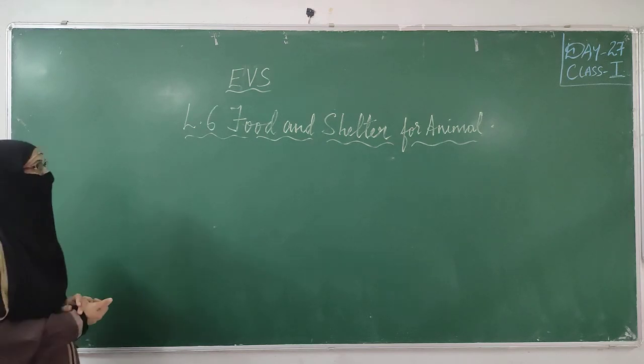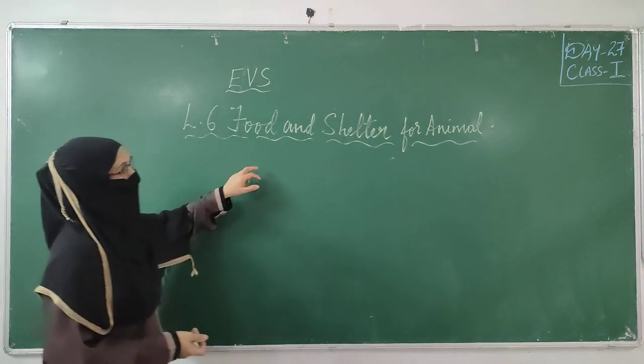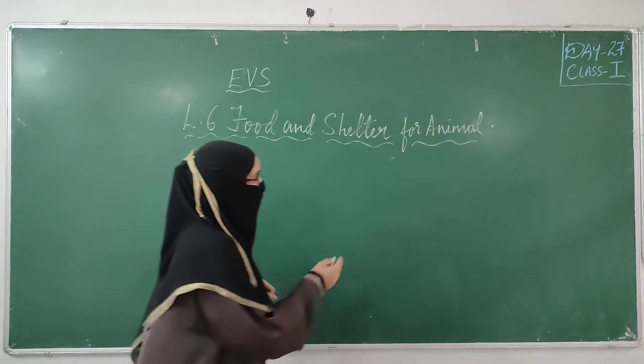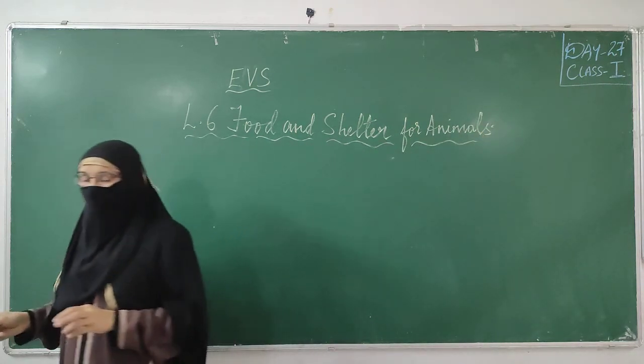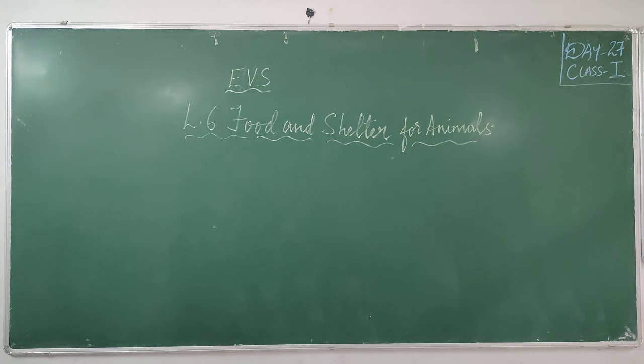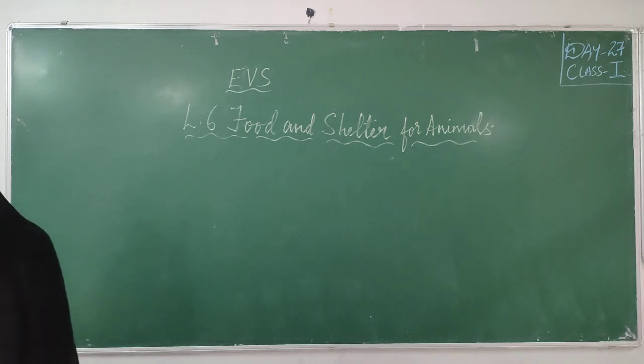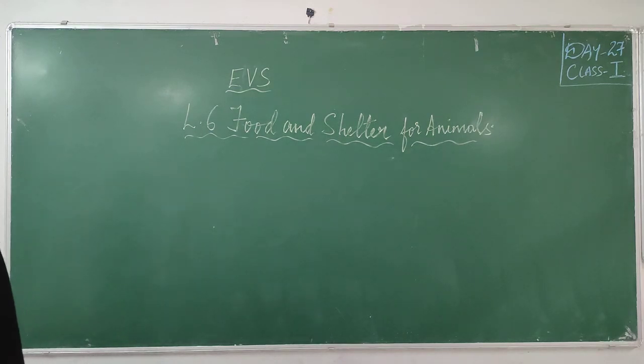Today we are going to study lesson 6, food and shelter for animals. Before starting the lesson, in the previous lesson we studied about animals, types of animals, small animals and big animals. Animals like elephant, rhino and giraffe come under big animals. Some animals like mouse, cat, dog and rabbit come under small animals.